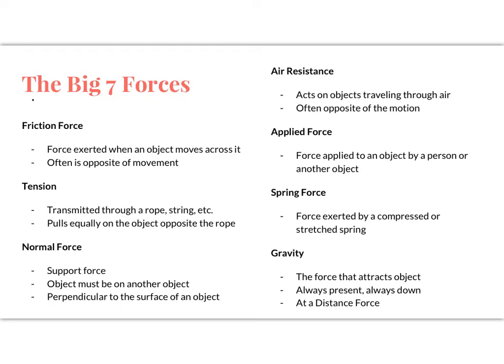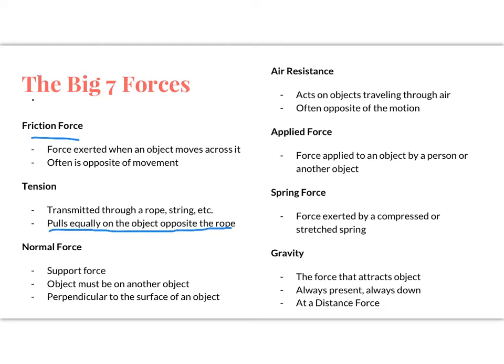So first is friction force, and this is force exerted when an object moves across something else. Okay, so most of the time it is opposite of the movement. Second, we have tension, and this is when we have a force through a rope or string. Now the biggest thing about this is it pulls equally on the object on both sides.